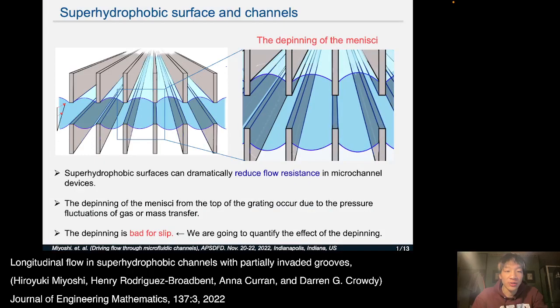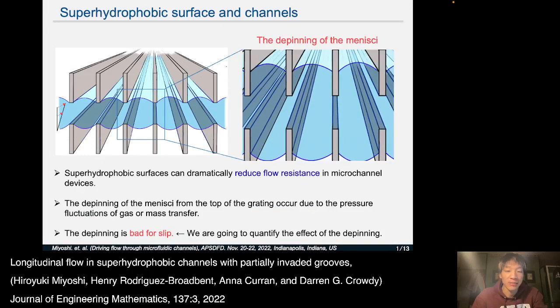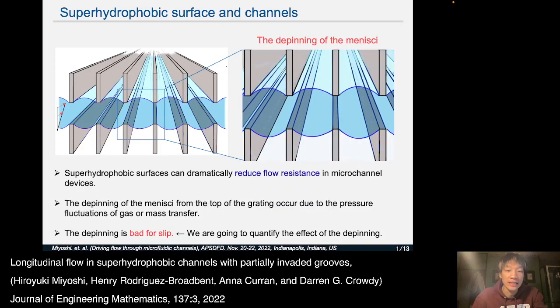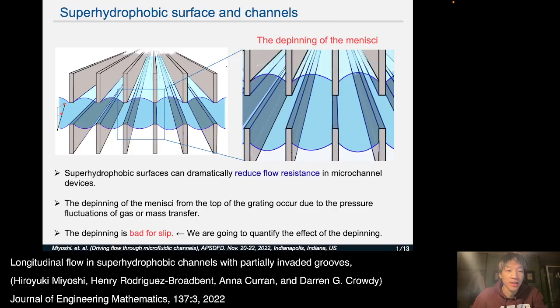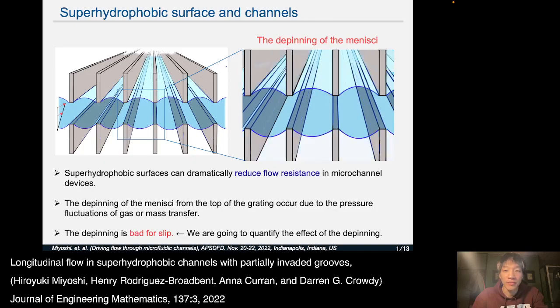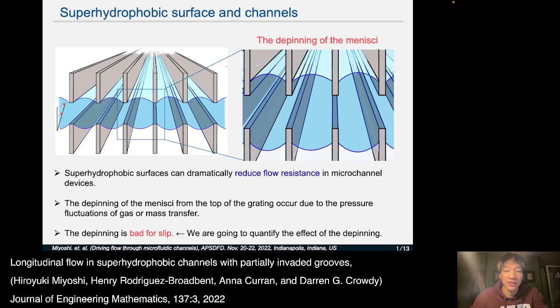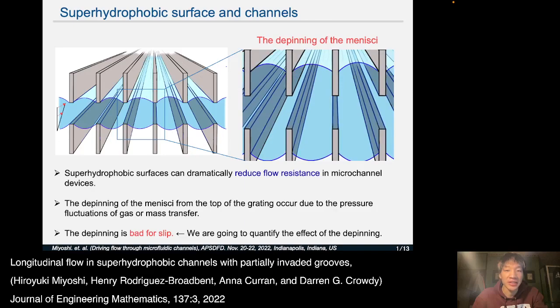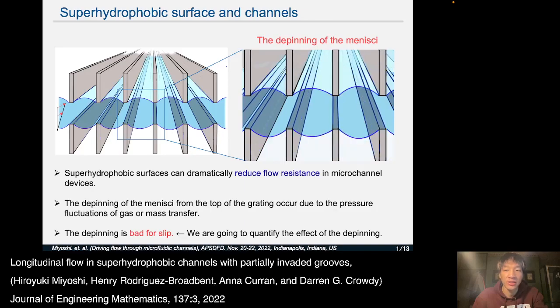Superhydrophobic surfaces can dramatically reduce the flow resistance in the manipulation of fluid in microchannel devices. The left figure shows a typical superhydrophobic channel flow. Because of the surface tension of water, the interface or menisci can span the gap between the grooves.